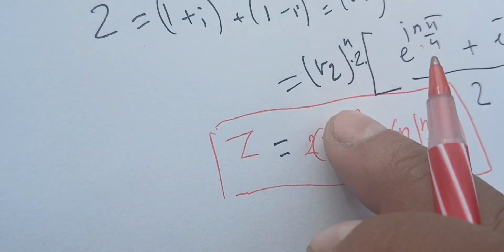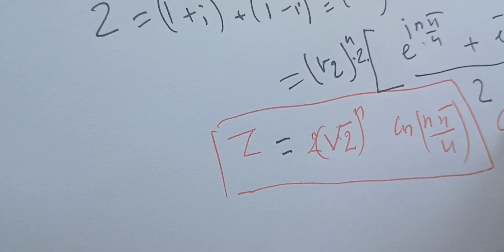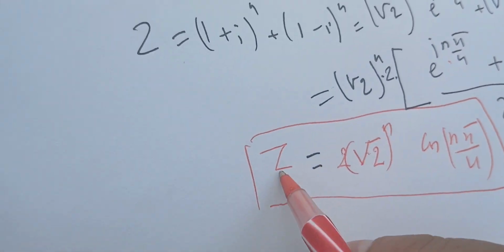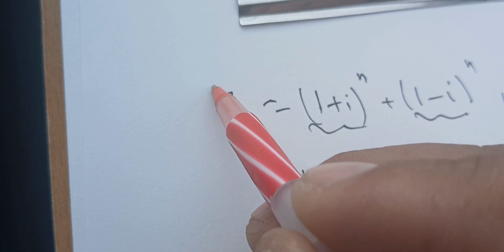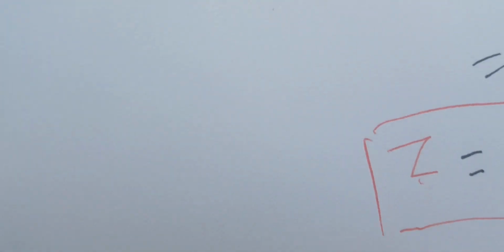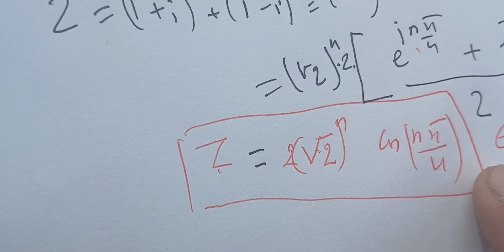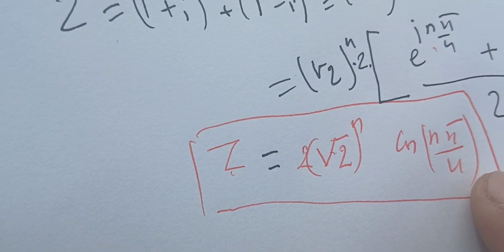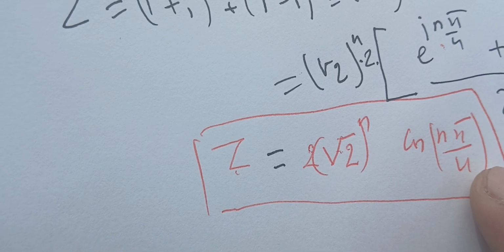And since everything is real, that means this one is in R. So we have proved that Z, which equals this one, is real. So that's the result that we wanted to prove.